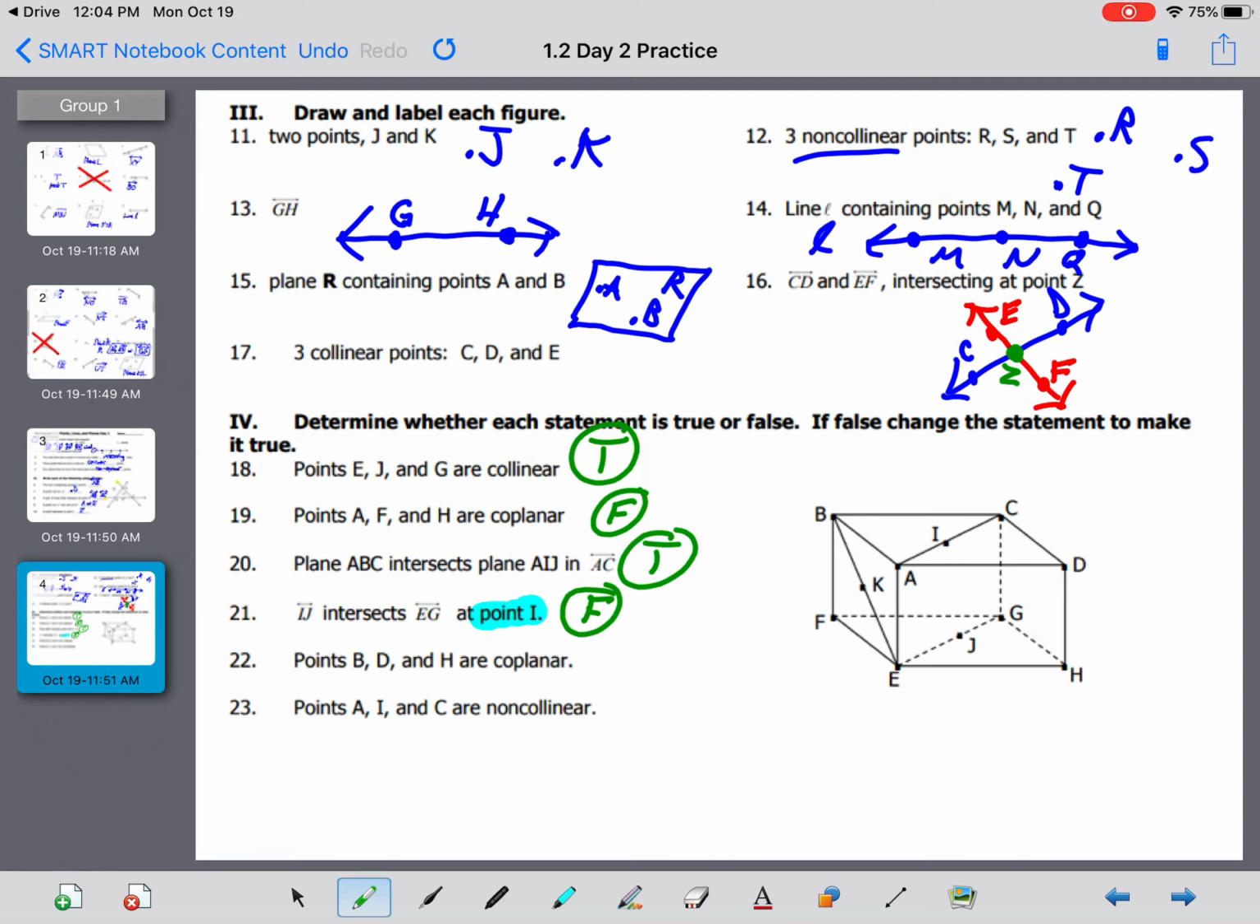Points B, D, and H are coplanar. B, D, and H. Well, B and D are on a plane together, but H is not, so this is false. Points A, I, and C are non-collinear. A, I, C. They make a straight line, which means they would be collinear, so this is false.